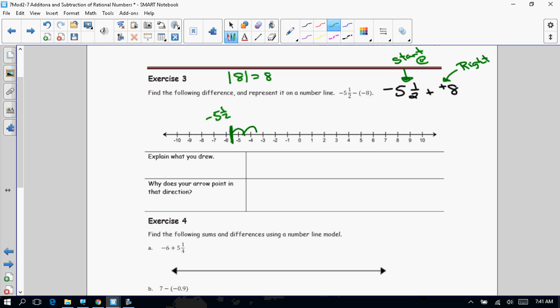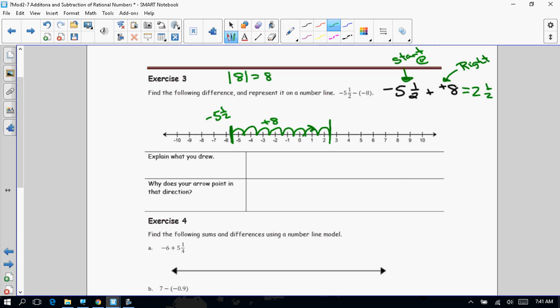So there's 1, 2, 3, 4, 5, 6, 7, 8. Ends right there. Okay, I added 8. And I'm going to put an arrow on it so I know that that's the direction I went. Okay. So where am I? I'm at +2 1/2.